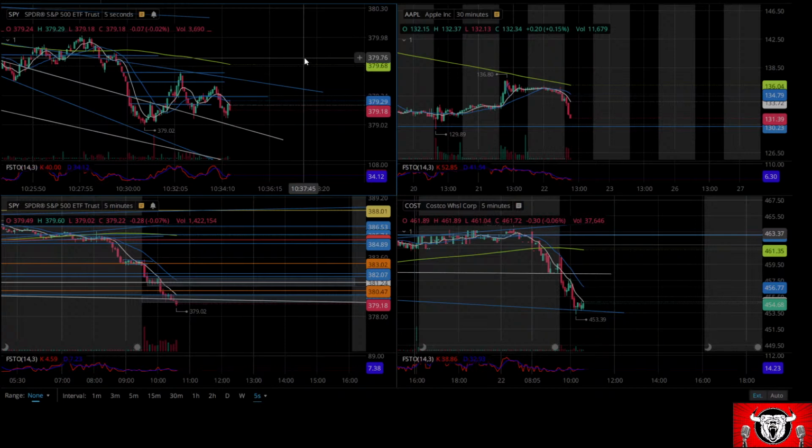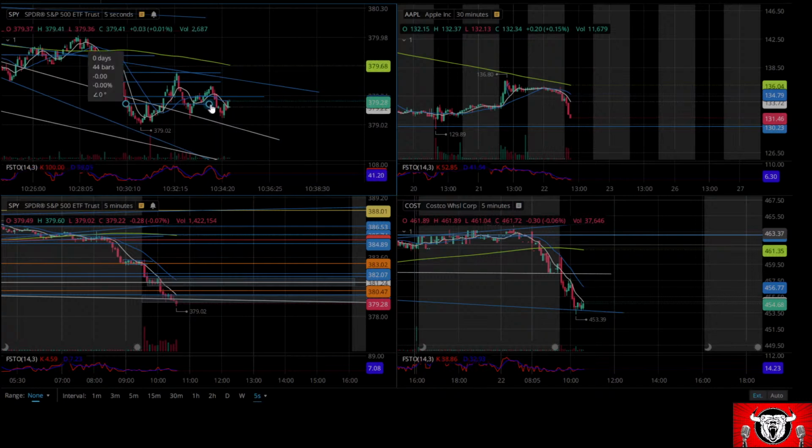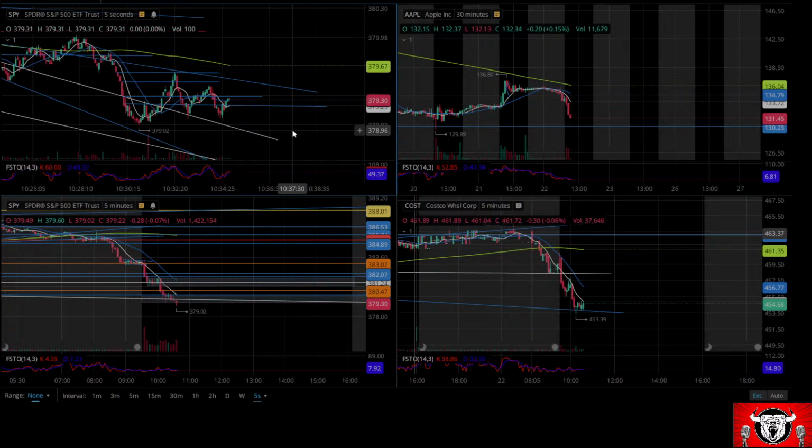Like yesterday, or I think it was yesterday, we had a strong bull trend yesterday. Yeah, it was a great day for trading futures yesterday and today.